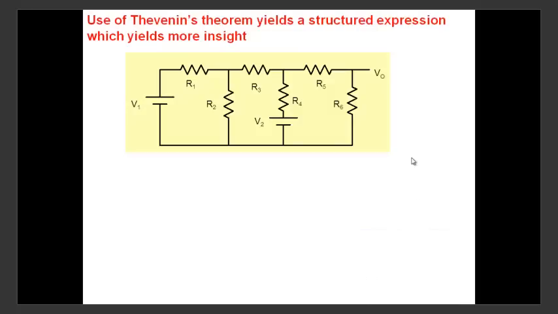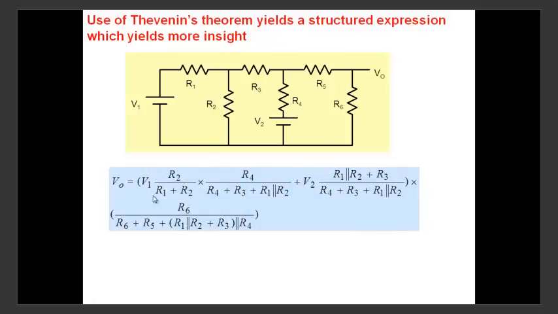The other thing, let me show you what happens when you apply Thevenin's theorem. One is that Thevenin's theorem is reducing the number of meshes by one. The other thing that happens is, if I apply Thevenin's theorem as I just illustrated and write down the answer, this is the answer you would get: V0 is V1, R2 by R1 plus R2, R4 by R4 plus R3, R1 parallel R2.